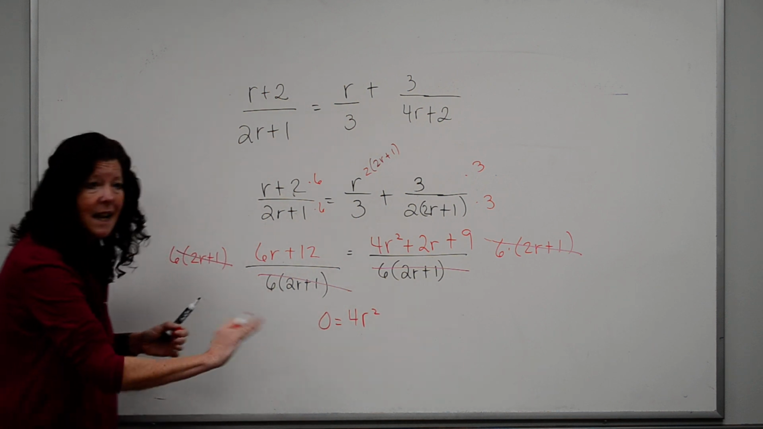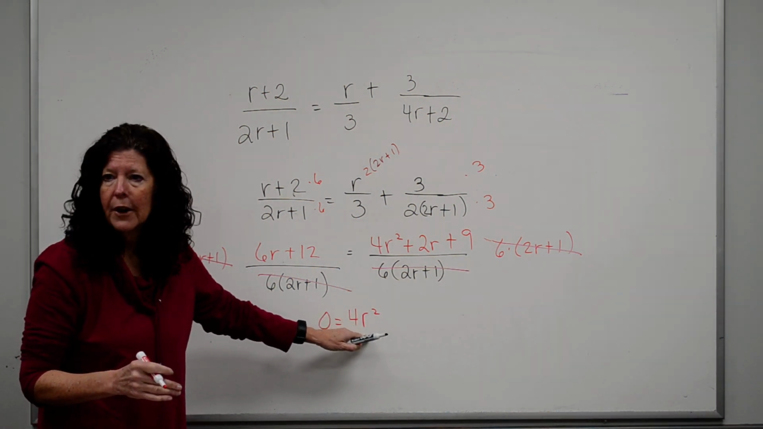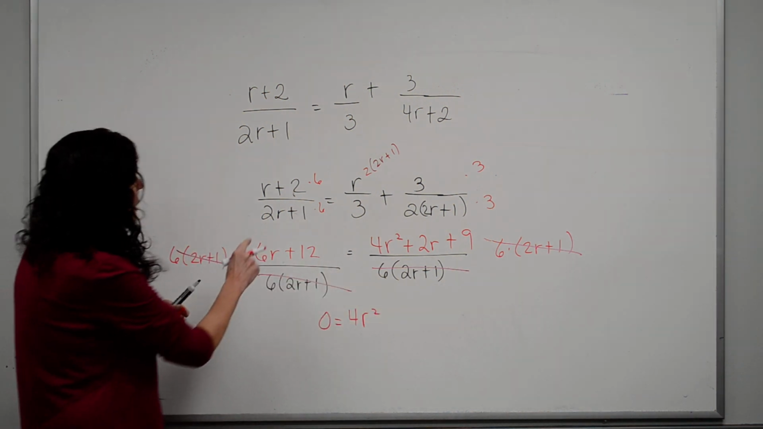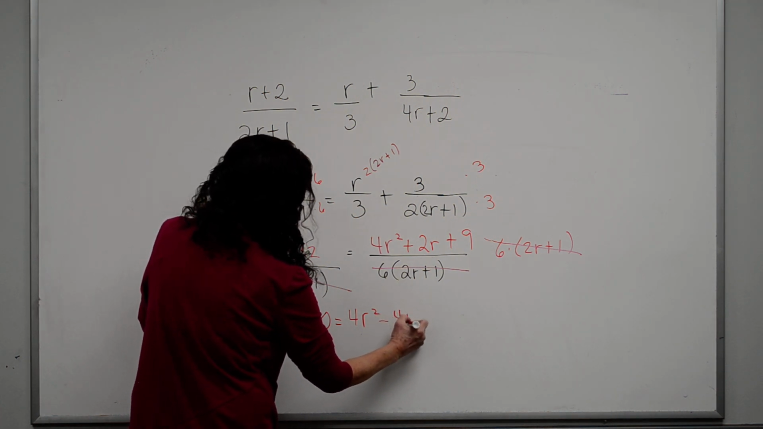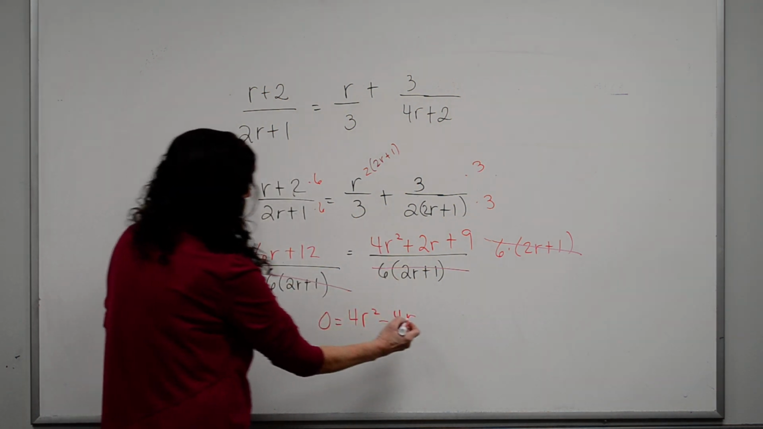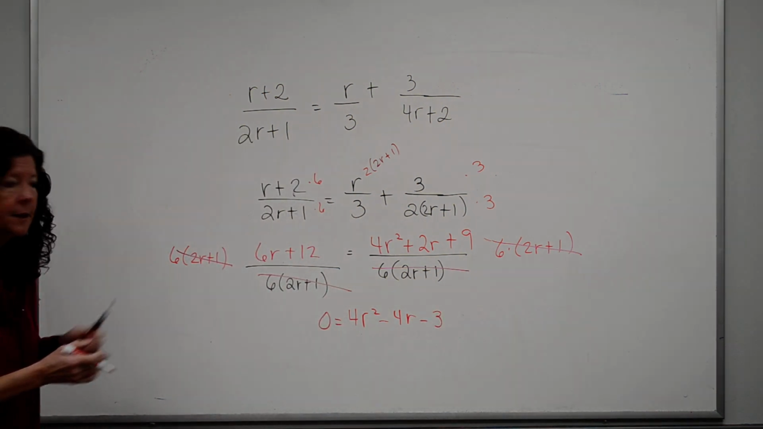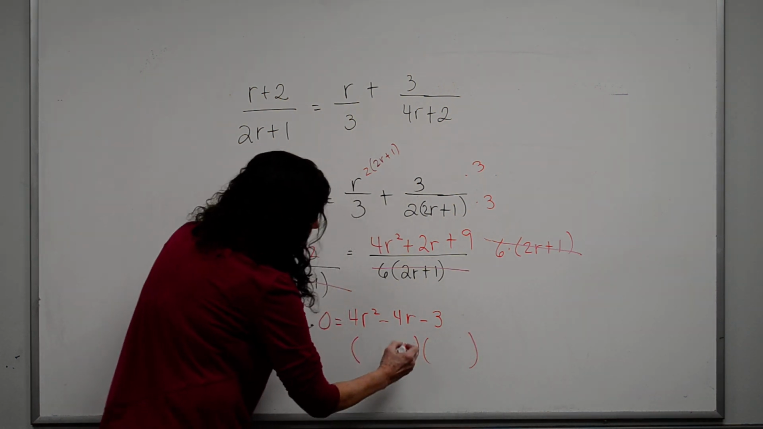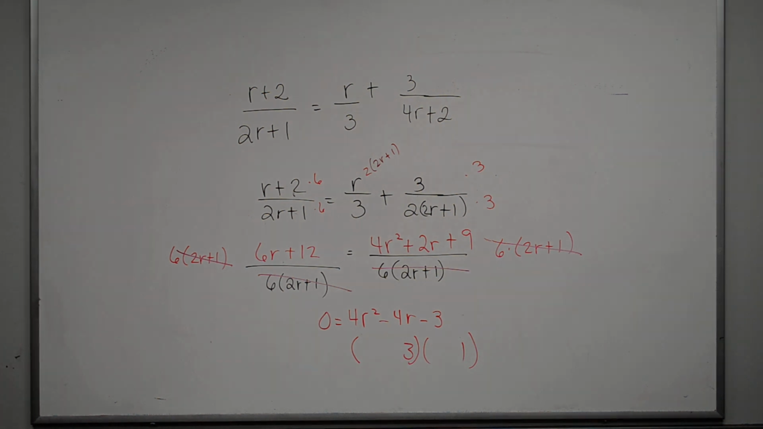Now you're always going to take it to the side that leaves your squared variable positive. That's why I'm taking everything to the right side. So I'm going to subtract the 6r, which gives me a negative 4r, and I'm going to subtract the 12, which gives me a negative 3. Now I'm going to try and factor that. I've got some choices for the first one, but I don't have any choice for the second one, so I'm going to put the 3 and the 1 in there.